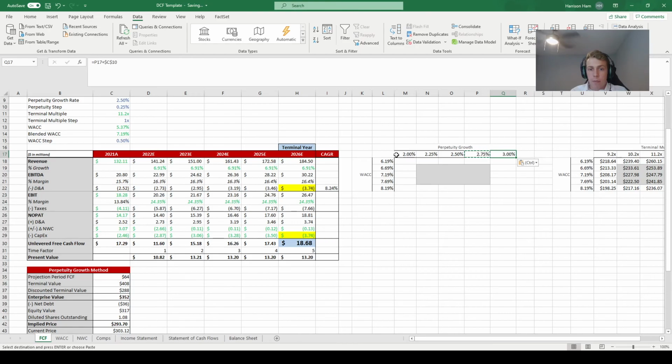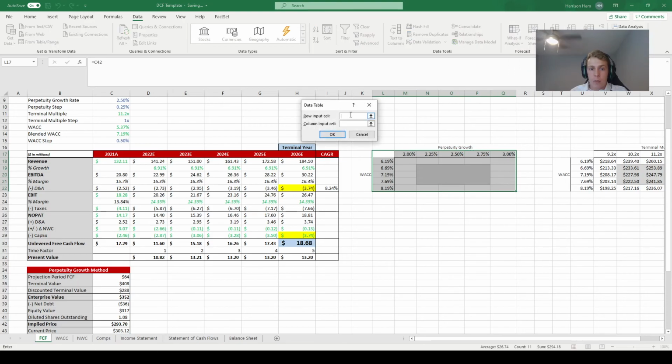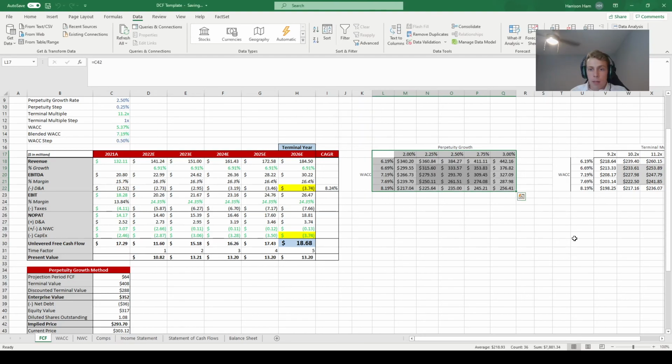And then now that we have all the information in, we can select the whole thing and then come up here to what if analysis, data table. And then for the row input cell, that's the perpetuity growth rate, so we select that. The column input cell is again the blended weighted average cost of capital. And then ta-da, now we've created another data table for the perpetuity growth method.